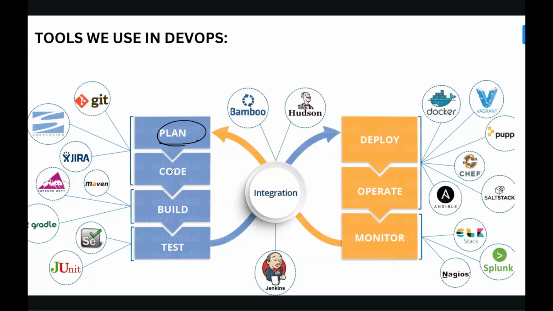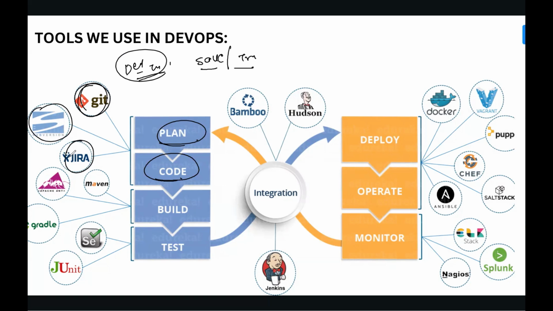So after plan, what are we having here? We are having the code. My question is, who will write the code? Nothing but the development team, right? After writing the code, we need to save that code, right or not? We need to track that code. So to save our code and to track our code, we are having Git. What are we having here? We are having Git, and also we are having Subversion.